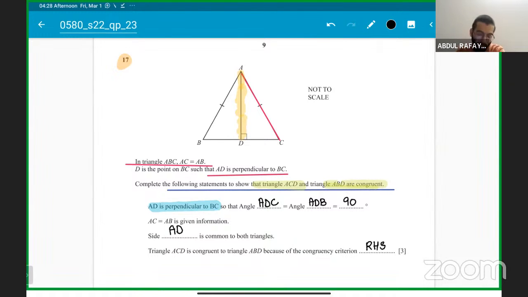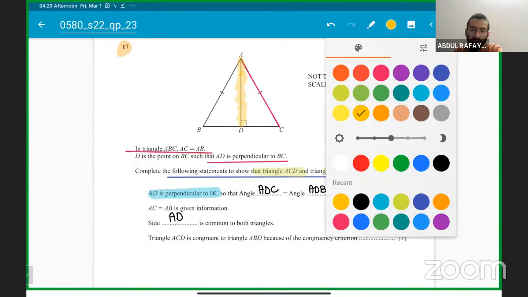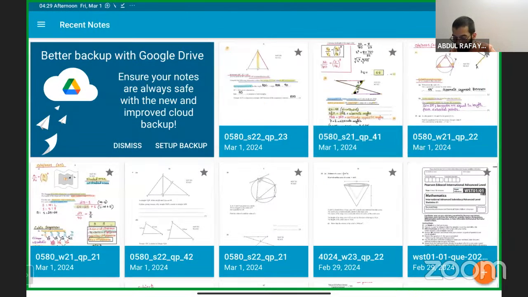But just make sure you know that this is RHS, right angle, hypotenuse, side triangle, which is making a congruent. Okay, guys, understood everyone? But the problem is that this is very rarely coming. This one is not coming much. Any questions, anyone? Let me know. Any problems? So this one is also done.